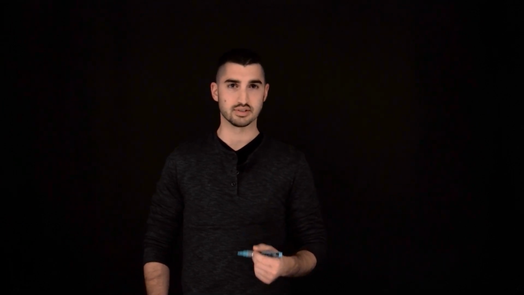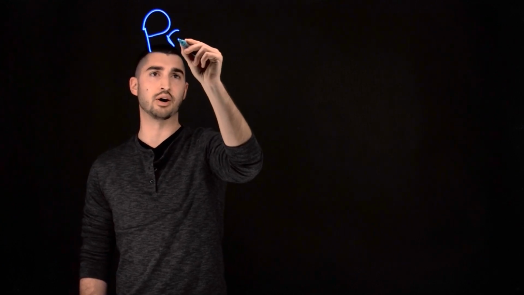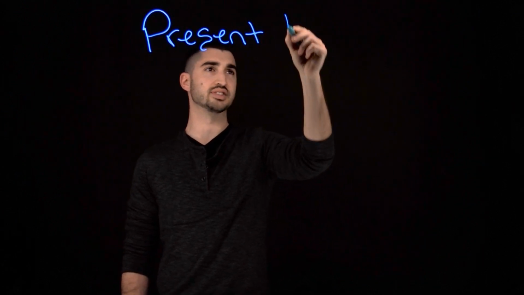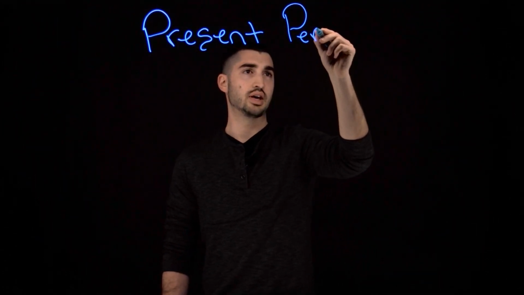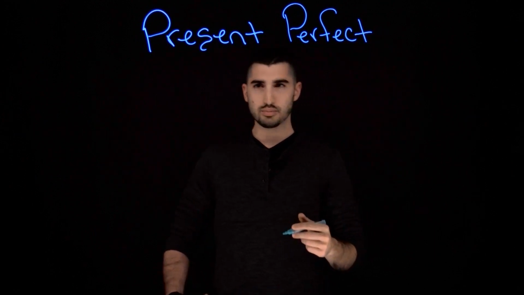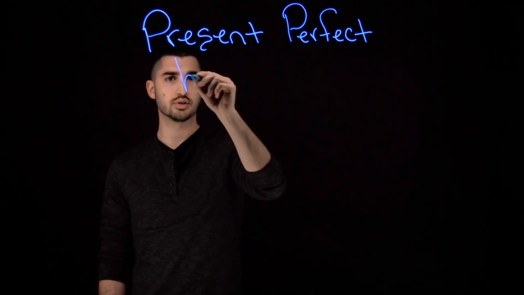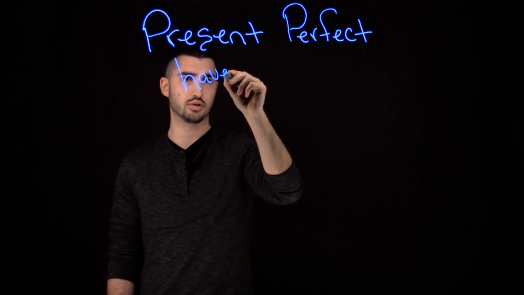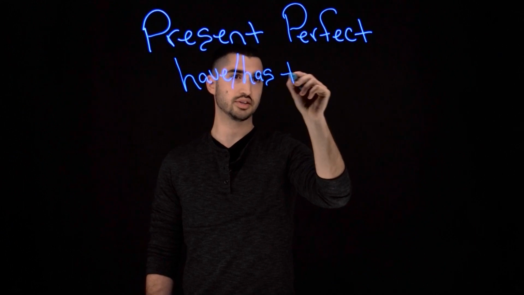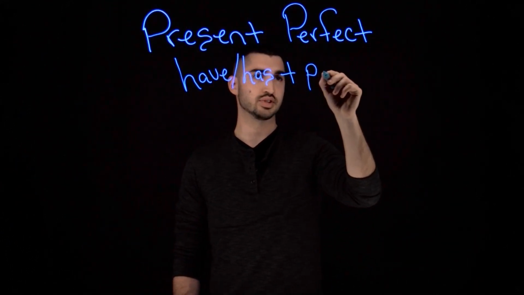And today I'm going to talk about a special verb tense that we use in English. A lot of my students always ask me about this particular tense, and it's called the present perfect. The present perfect verb tense is formed using the helping verbs have and has plus the past participle.